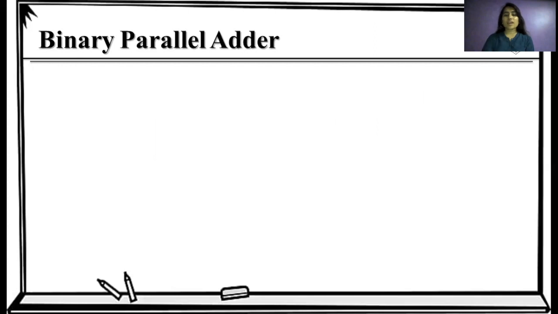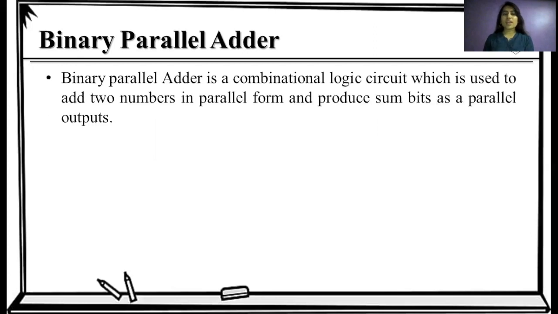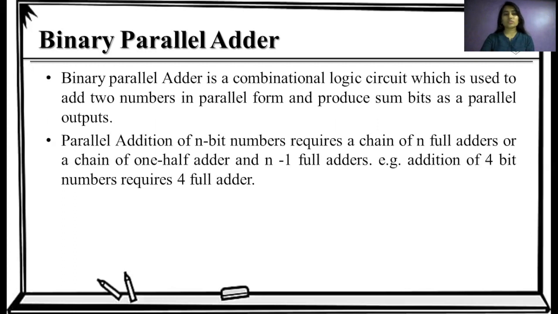Binary parallel adder. Binary parallel adder is a combinational logic circuit which is used to add two numbers in parallel form and produce sum bits as a parallel output. Parallel addition of n-bit numbers requires a chain of n full adders, or a chain of one half adder and n minus 1 full adders. For example, addition of a 4-bit number requires 4 full adders.